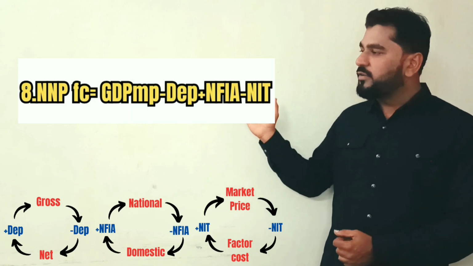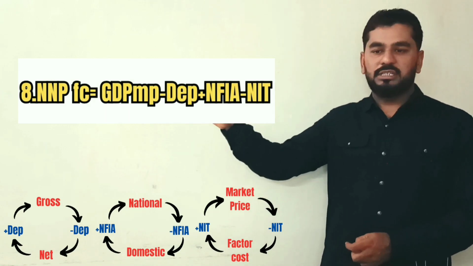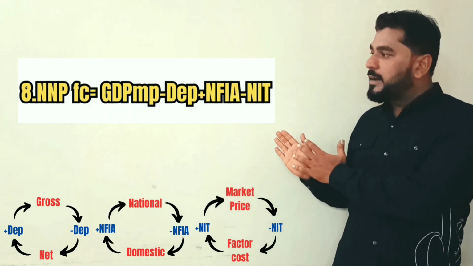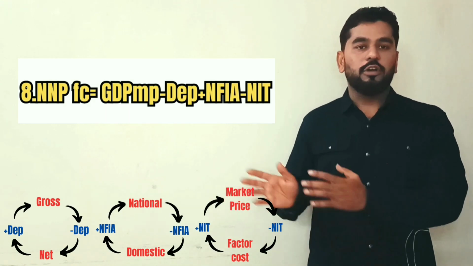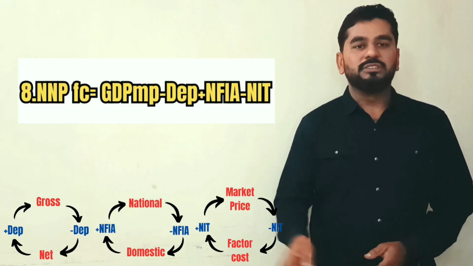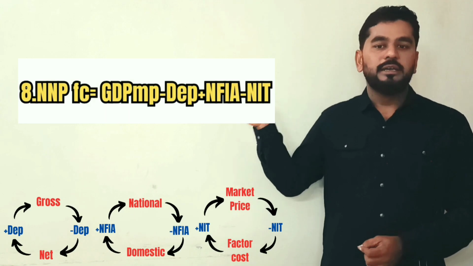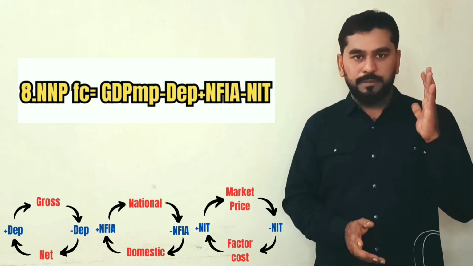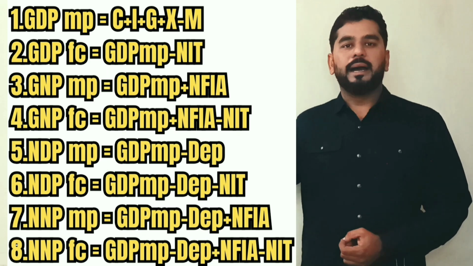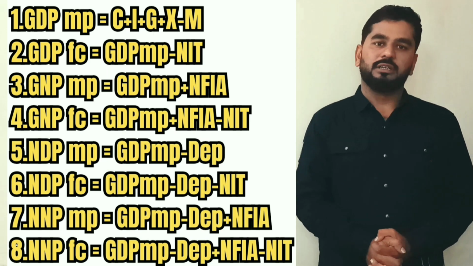Now I have to go from gross to net, so I will minus depreciation. I have to go from domestic to national, so I will add NFIA. Then I have to go from market price to factor cost. In order to move from market price to factor cost, I need to minus net indirect tax. So this is the formula to find the national income, as well as net national product at factor cost: GDP-MP minus depreciation plus NFIA minus NIT. So these are all 8 aggregates of national income accounting.